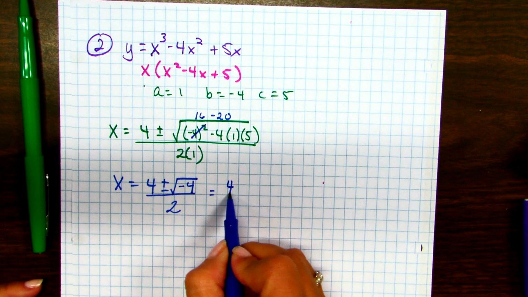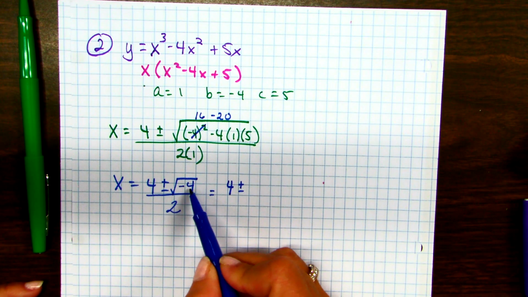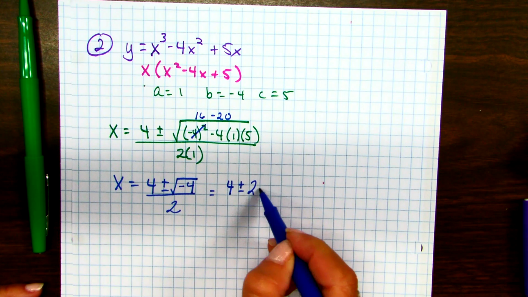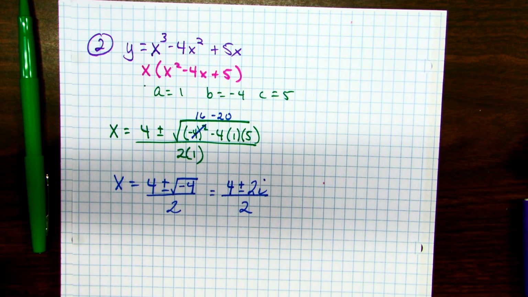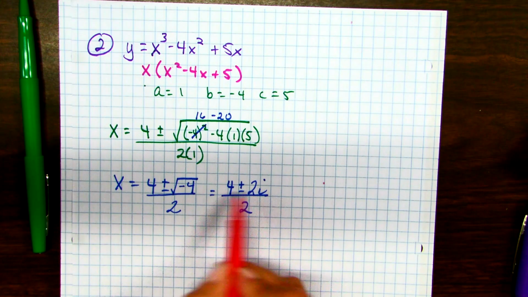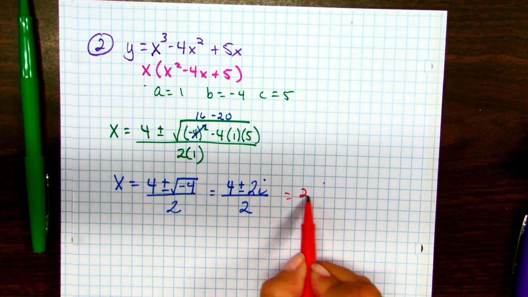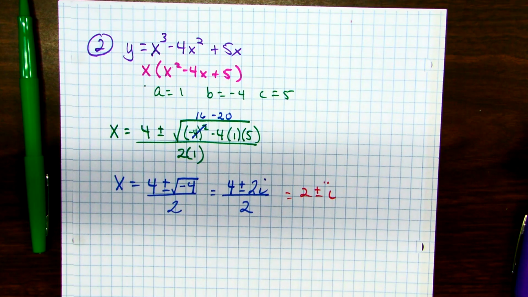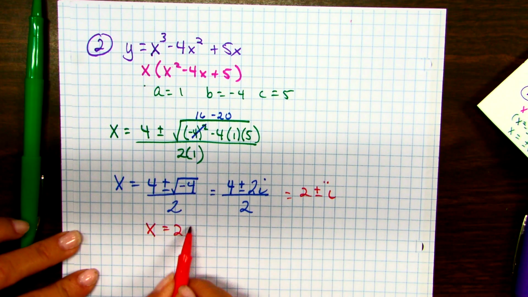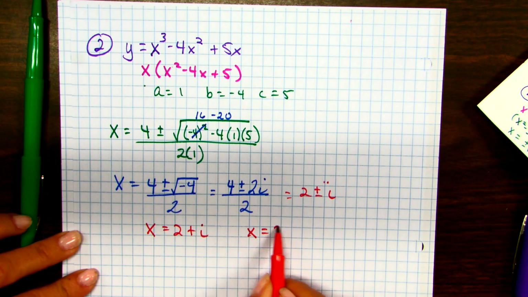And then I can simplify that radical one step further. Square root of 4 is 2. A negative under the radical makes it 2i. And now the last step would be, if there's anything else that I can simplify, go ahead and do that. And I can. I can divide both my numerators by 2. And that would give me 2 plus or minus i. Okay, what we just found is that x equals 2 plus i and x equals 2 minus i.